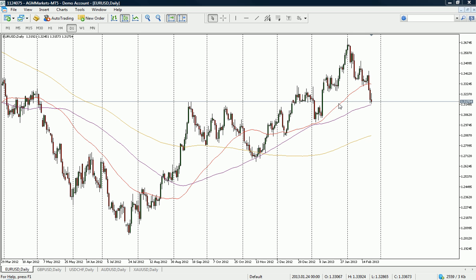For any new followers, we have 3 moving averages in each of these charts. The red one is a 55 simple moving average. The purple is a 100 simple moving average, and the gold is a 200 simple moving average.